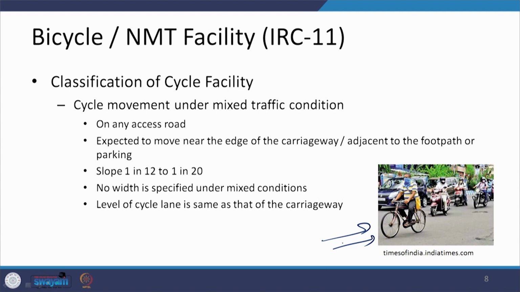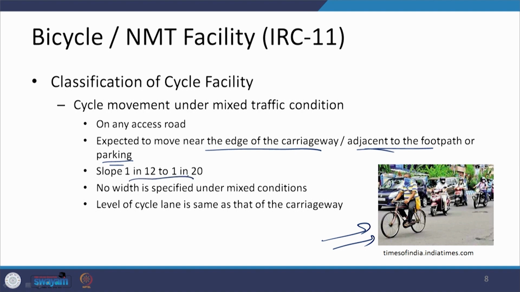And this is going to happen in any of the access roads, in any of the roads which otherwise are there in a city, if these types of facilities are not exclusively provided for the bicyclists. One thing which is expected is that these bicyclists are going to move around the edge of the carriageway or adjacent to the footpath or the parking if it is provided on the side of the footpath.